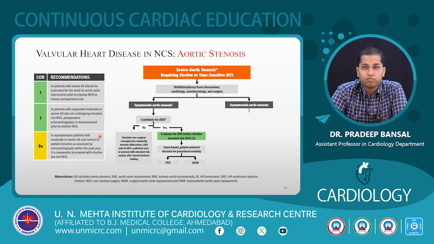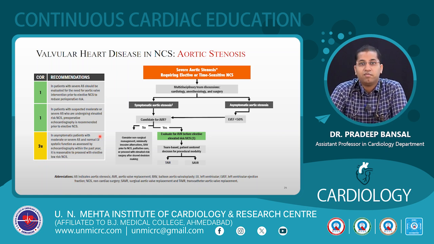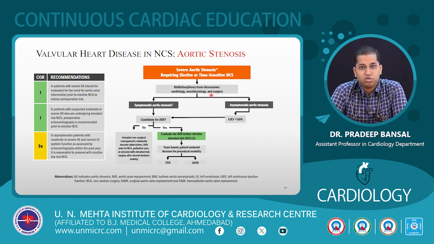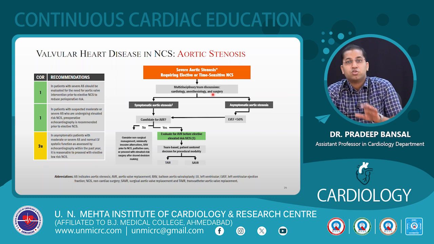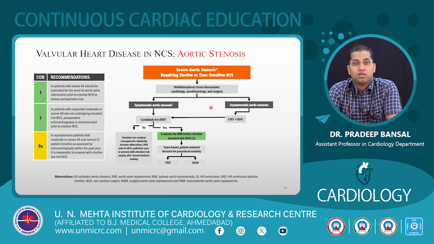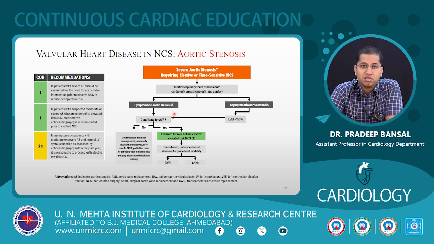So, if a patient has severe aortic stenosis requiring elective or time sensitive NCS, there should be a multi-team discussion among cardiology, anesthesia, and surgery. First, we consider whether the patient is symptomatic or asymptomatic. If symptomatic with severe AS and a candidate for aortic valve replacement, then we should proceed to evaluation for AVR before elective NCS.